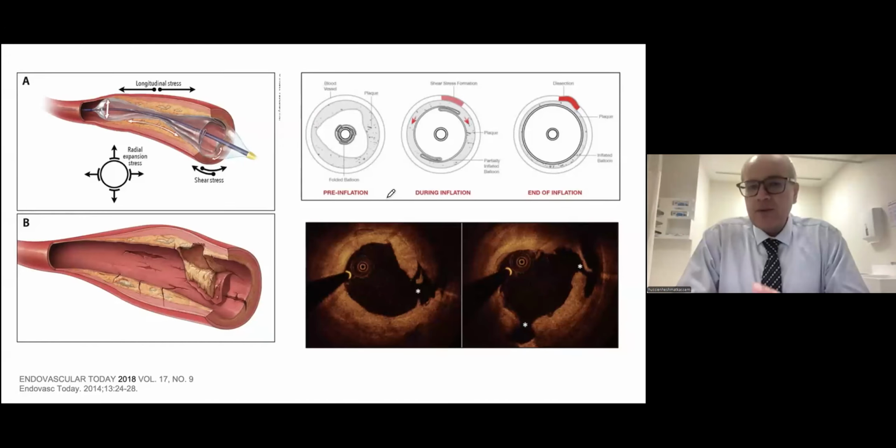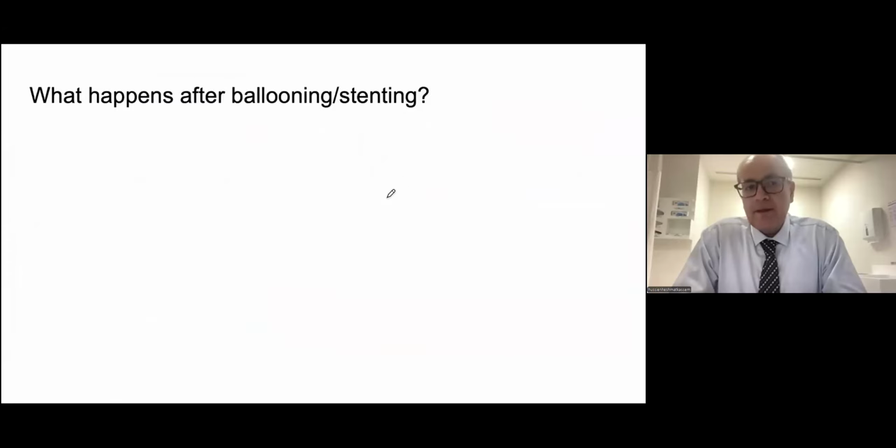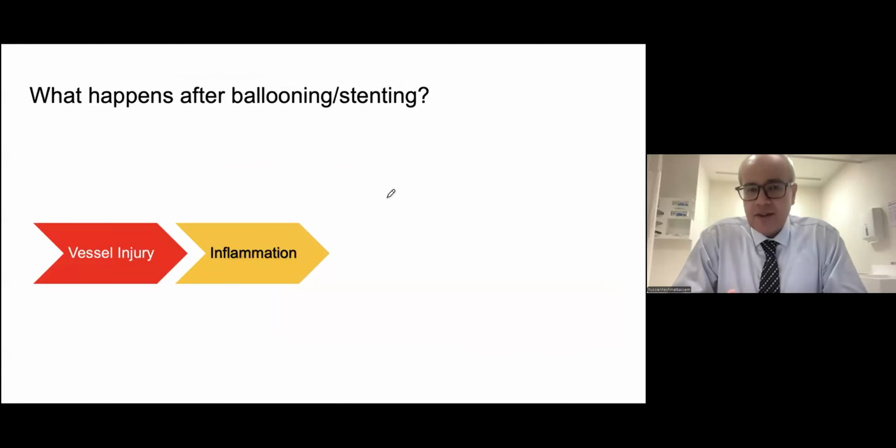After we do that, we break the plaque and we gain lumen. We can end up with a balloon or a stent in order to deliver the drug. But what happens after ballooning or stenting? Remember that we're putting a lot of pressure on the atheroma, and we're injuring the intima. So we're inducing vessel injury due to stretch or due to slashing the intima and breaking the atheroma.